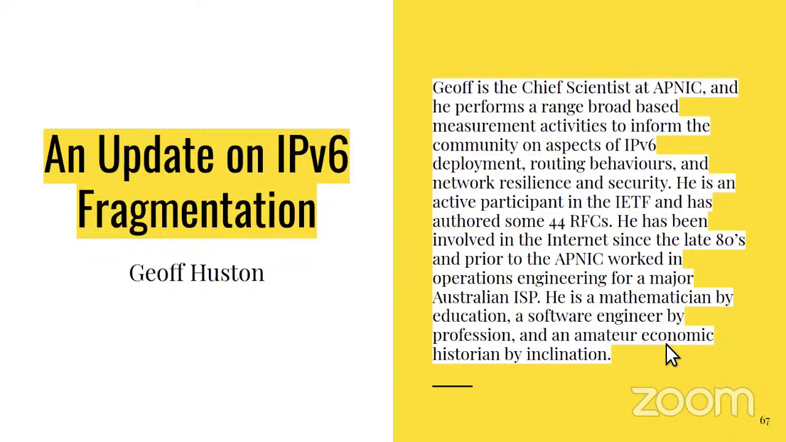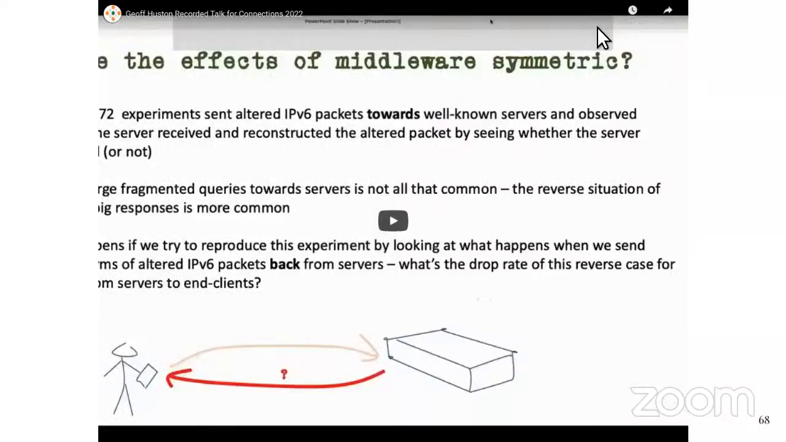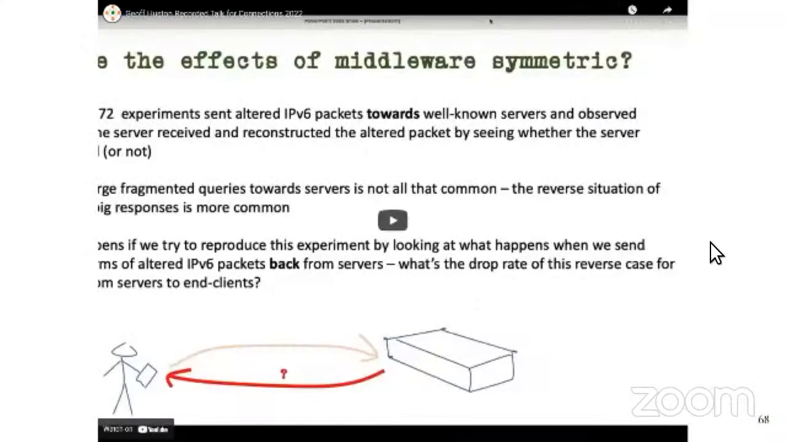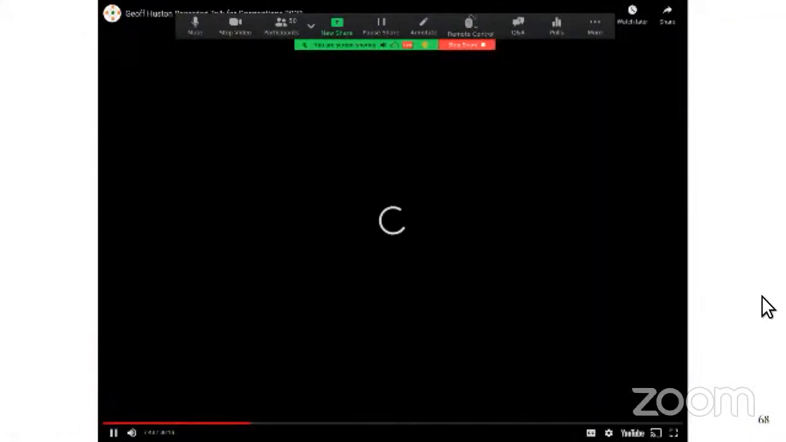Geoff is the chief scientist at APNIC. He is well known in our community for doing a lot of interesting work on IPv6 deployment, routing behavior, DNS, network resiliency, and security. He has been involved in APNIC as well as, in a past life, in Australian ISPs. So he has a lot of information and he's just a brilliant person to listen to. So without wasting any more time, let me hand it off to Geoff. Let me share sound, optimize for video, and here we go.